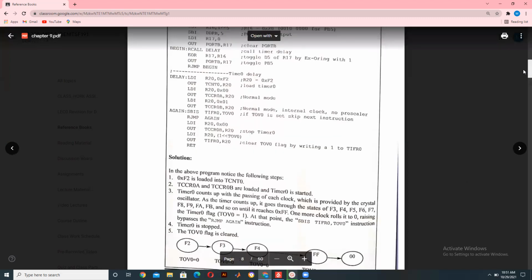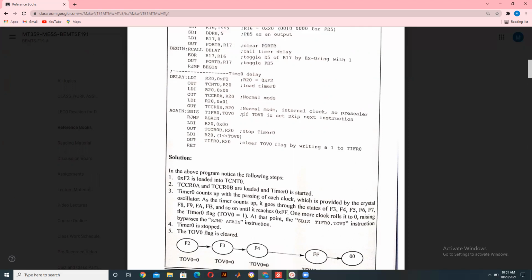Then again function is called as SBIS TIFR0, TOV0. If TOV0 is set, skip the next instruction. So after this skip, it would skip the next instruction, then jump to again, then jump to again, and this loop would just keep working in this loop. It wouldn't get out of it.